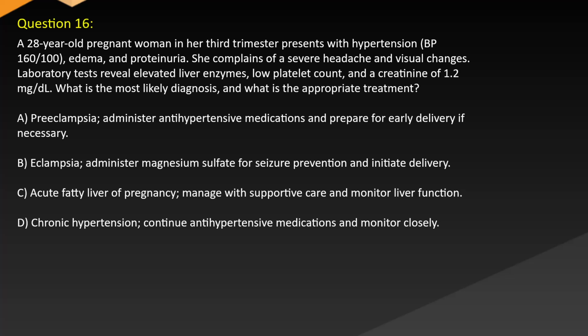A. Preeclampsia. Administer antihypertensive medications and prepare for early delivery if necessary. B. Eclampsia. Administer magnesium sulfate for seizure prevention and initiate delivery. C. Acute fatty liver of pregnancy. Manage with supportive care and monitor liver function. D. Chronic hypertension. Continue antihypertensive medications and monitor closely.